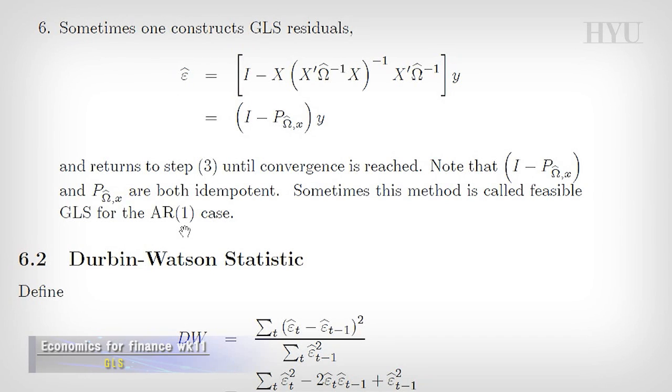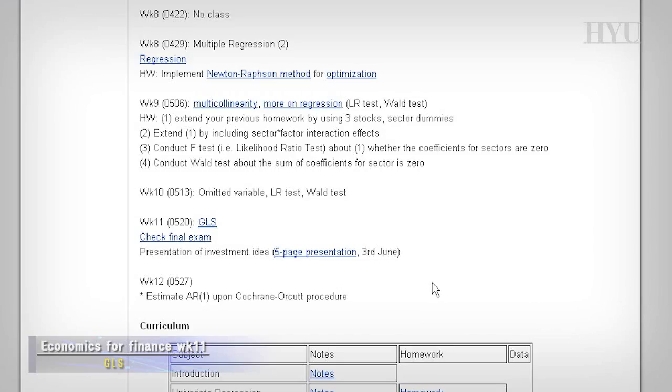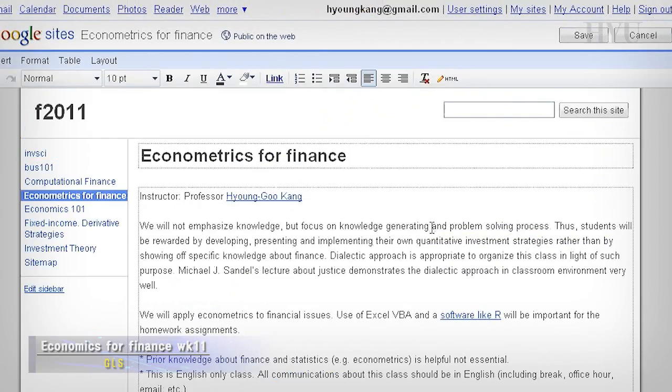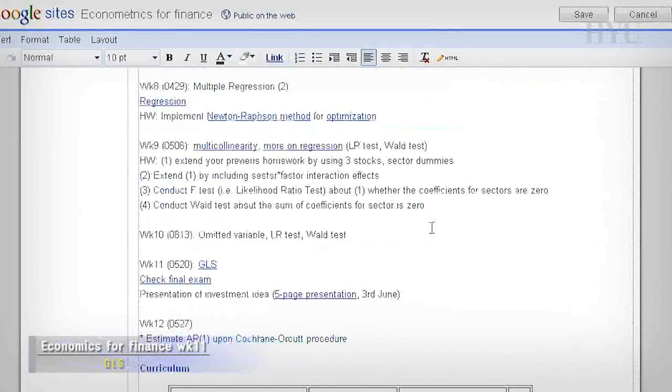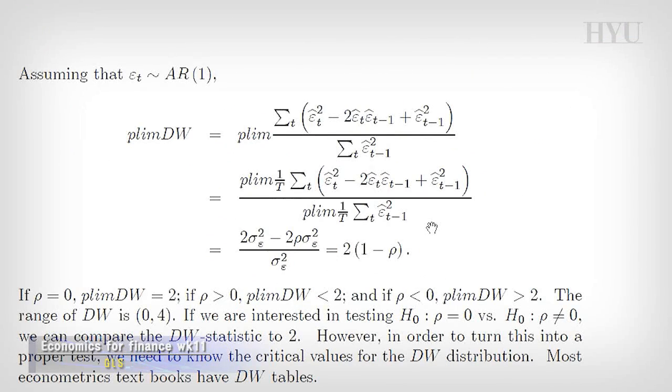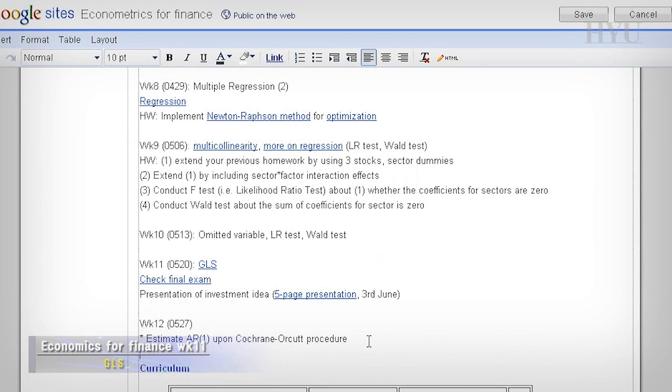And then the Durbin-Watson statistic, actually this is important. So I want you to compute the Durbin-Watson statistic. Homework.